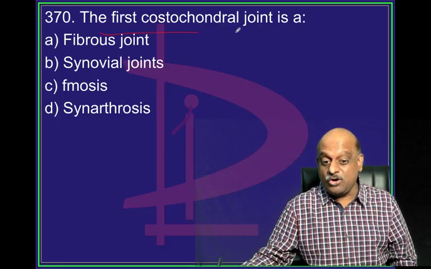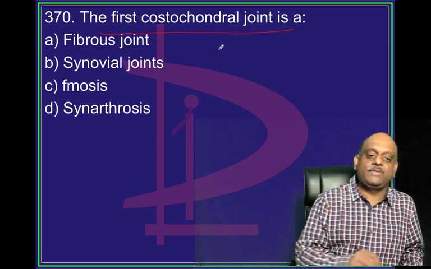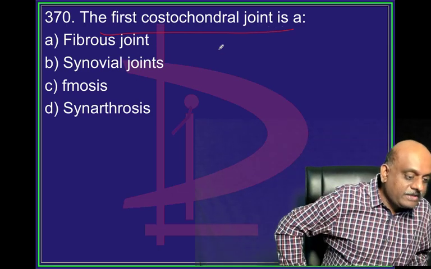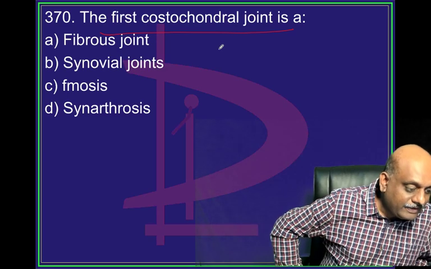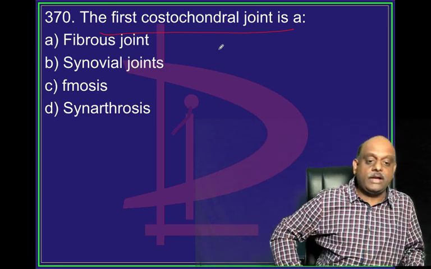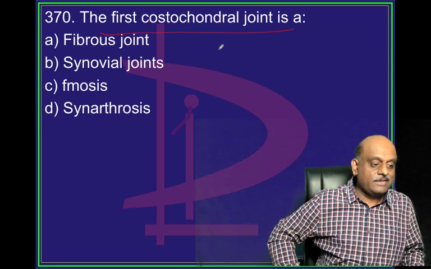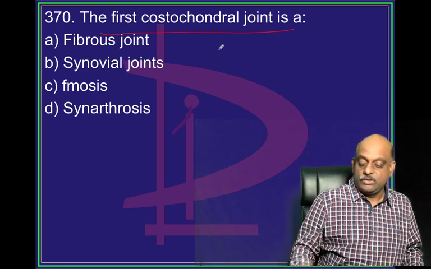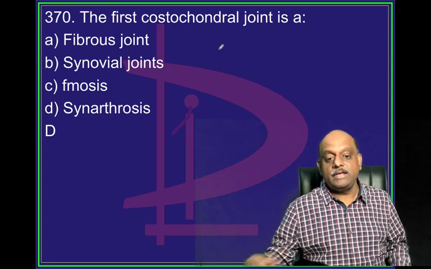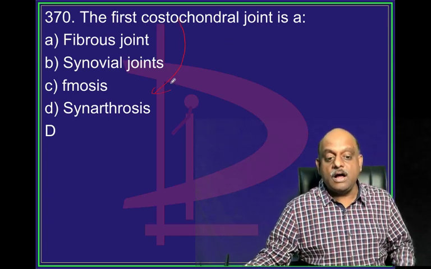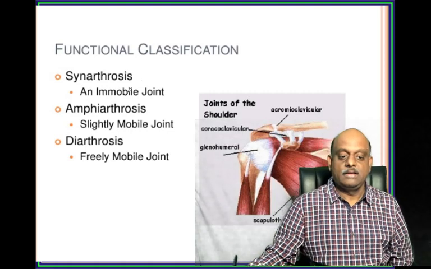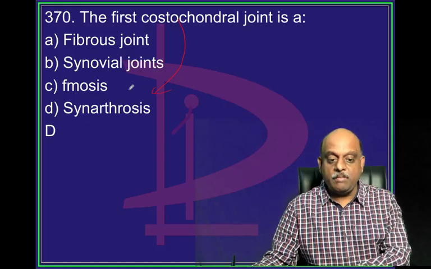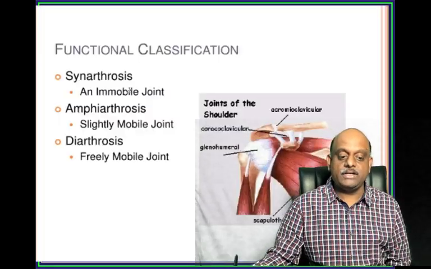The first costochondral joint is what type of joint? Question number 370. One strong answer. Yes. So you should remember it is an example of synarthrosis. The first chondrochondral junction.